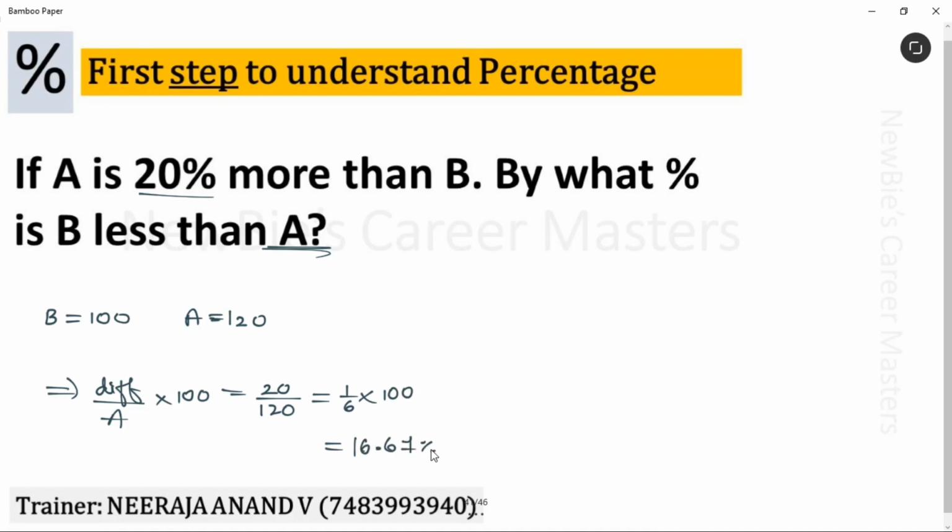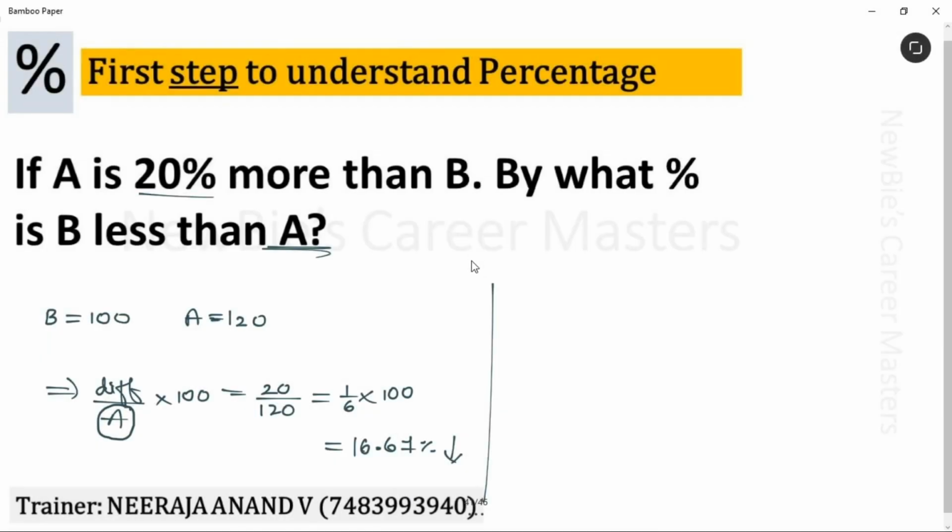16.67%. See the reality? It's not the same. A is 20% more than B, but B is 16.67% less than A. You just have to concentrate on placing the denominator. If you learn what value should come to the denominator, it's very simple to answer these types of questions.